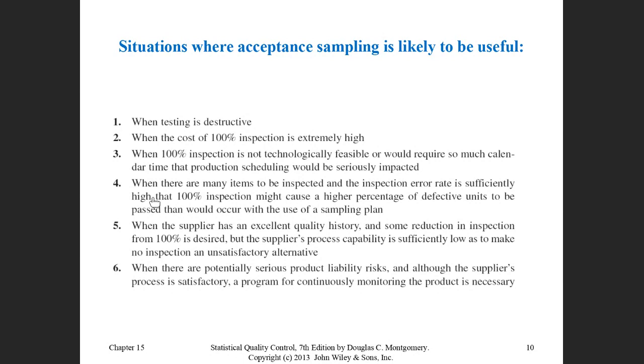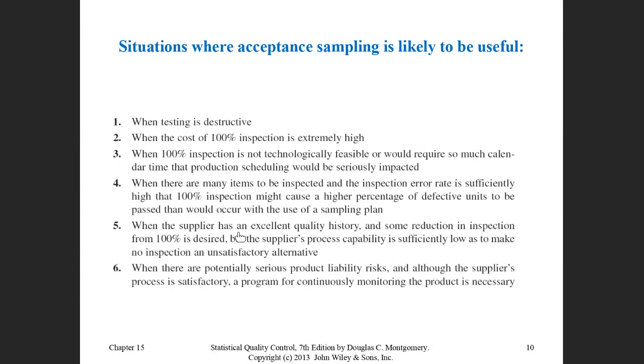When there are many items to be inspected, and the inspection error rate is sufficiently high that 100% inspection may cause a higher percentage of defective items to pass on to your product. So if you have inspected items, and those inspected items will affect your production very highly if they are accepted and they are defective, then you use the sampling.